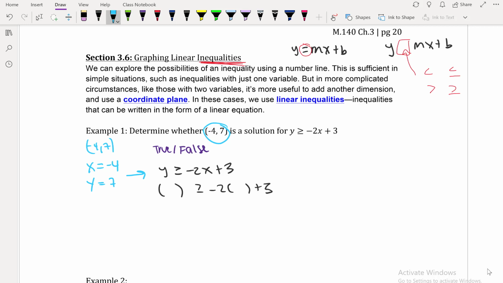So the y value that we're plugging in is 7, and the x value that we're plugging in is -4. This gives me 7 greater than or equal to a positive 8 plus 3. Is 7 bigger than or equal to 11? Well, let's think about this. This is 0. This is 7. On the number line, is 7 bigger than 11?